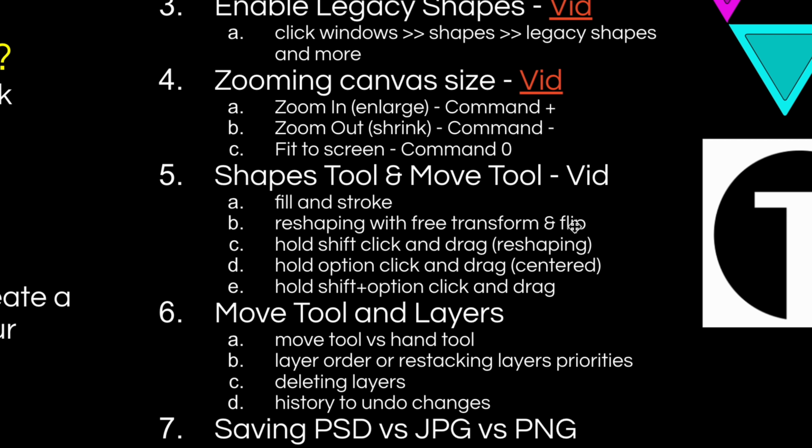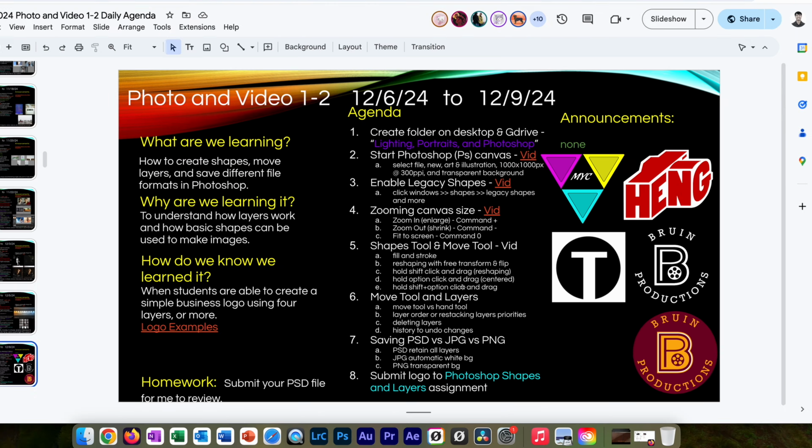using, and then you can flip the shapes, spin the shapes, and you're going to hold shift to reshape, hold option to center the shape when you're holding the corner, and then you're going to learn how to hold shift and option at the same time, click and drag, and then you will be able to reshape and center at the same time. So here we go.